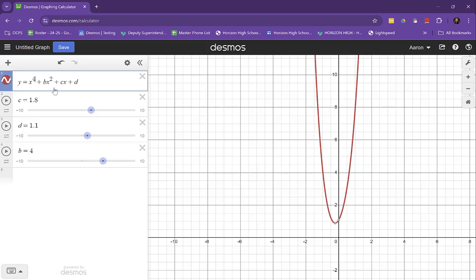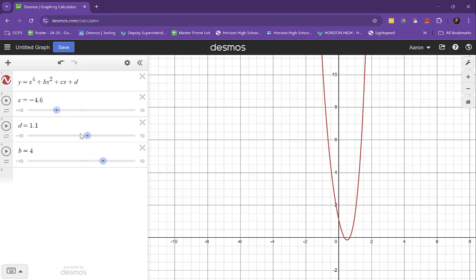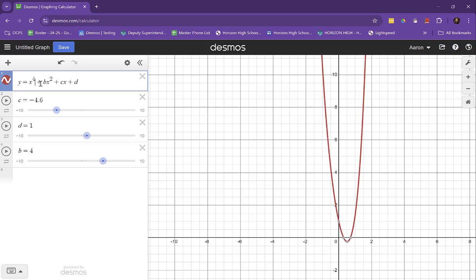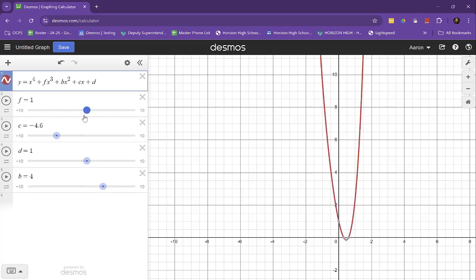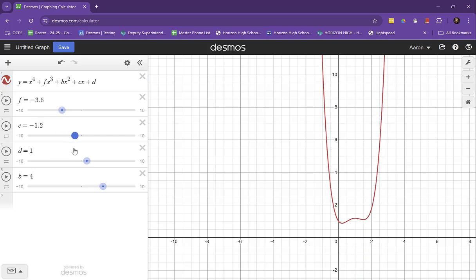Notice if I have a fourth degree polynomial, start to move the numbers around. Actually, let's add in another term here. So with a fourth degree, notice that the left side and right side go up, but I have a bounce in the middle. It goes down and then up and then down and then back up. I kind of get a W shape.